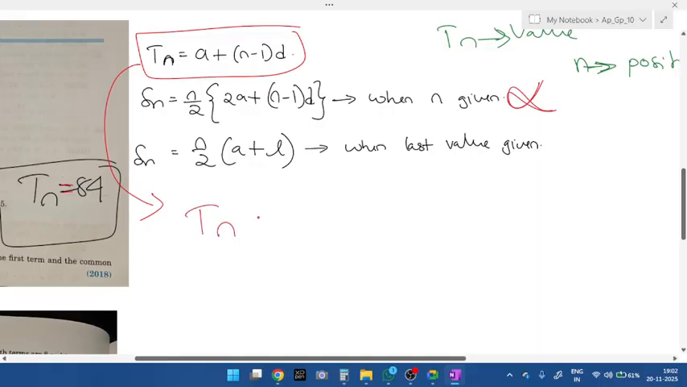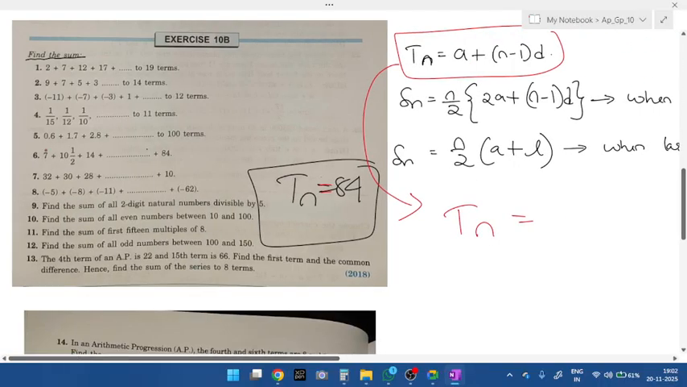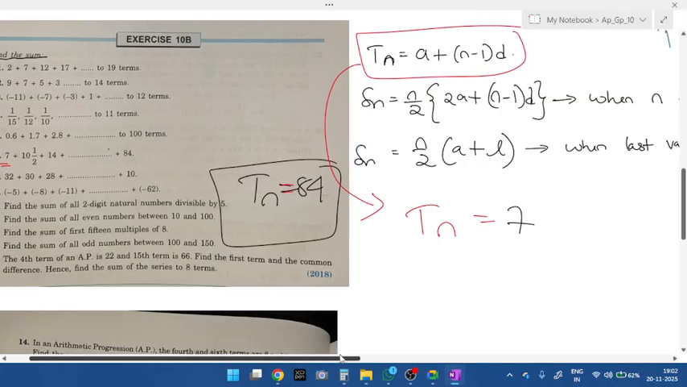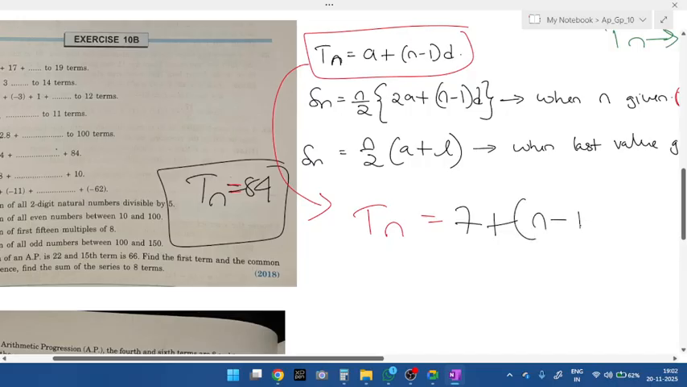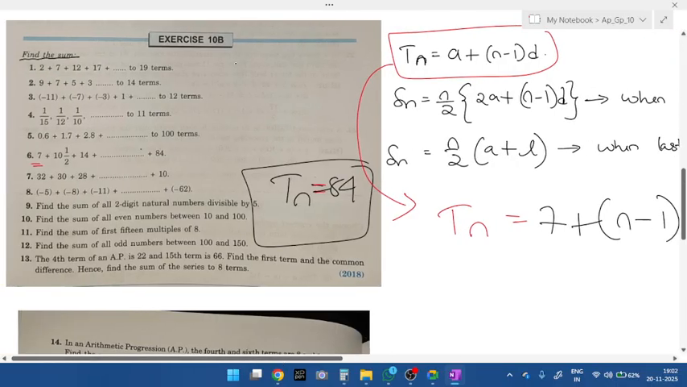T of n is equal to, what is the first value? We are solving the sixth question. What's the first value, students? The formula is a plus n minus 1 into d. n is not given. What is the difference? How do you find the difference? What is 10 1 by 2? How much is 10 1 by 2? It is 21 by 2, minus 7. Instead of doing this, take 10 1 by 2 as 10.5. Is it correct? How much is 21 by 2, students? Isn't it 10.5? 10.5 minus 7 is 3.5.